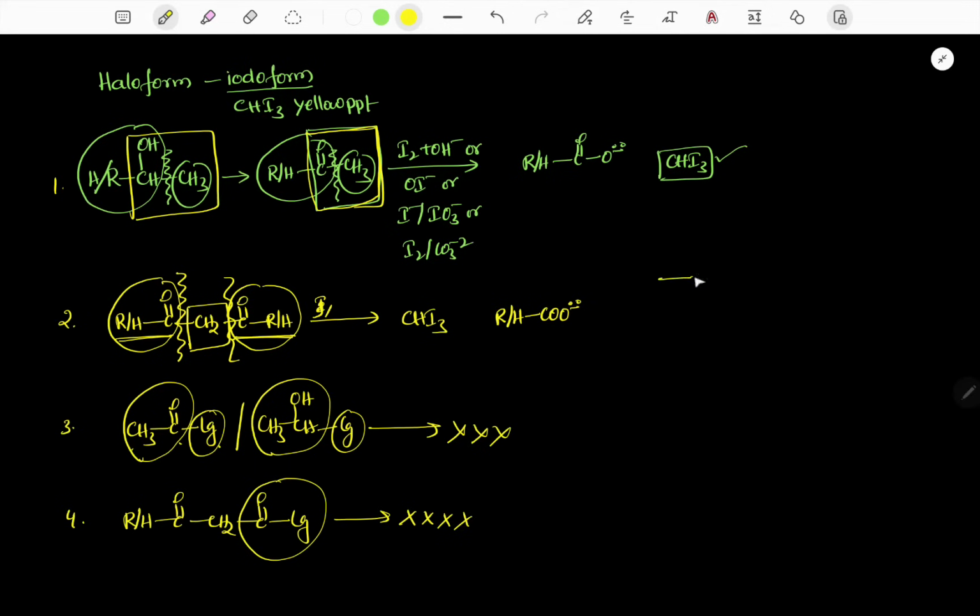So that is about iodoform. Iodoform is mainly useful from an examination point of view. It confirms the presence of this group in the structure. In this way it is mainly useful.